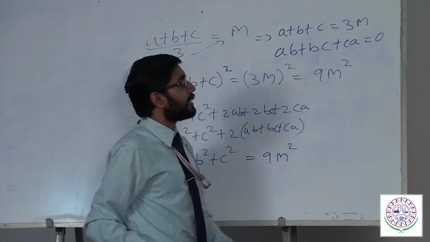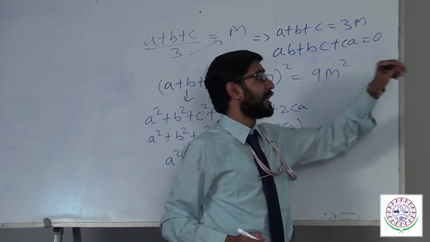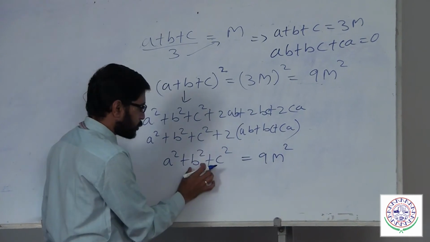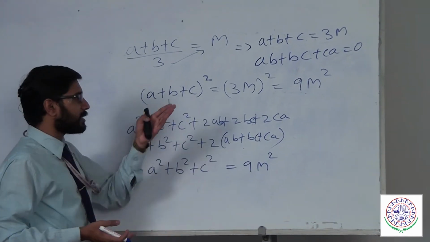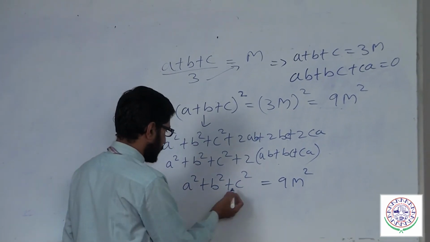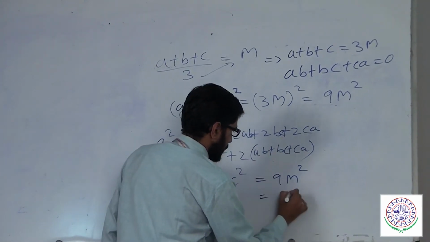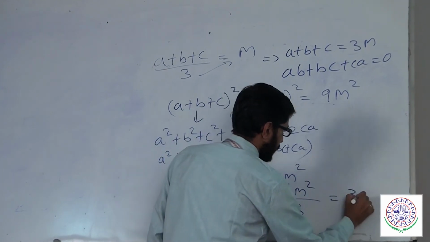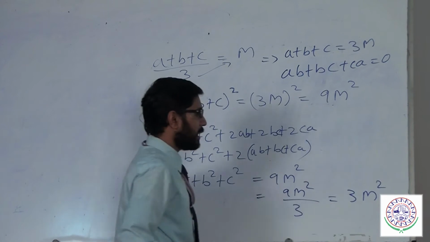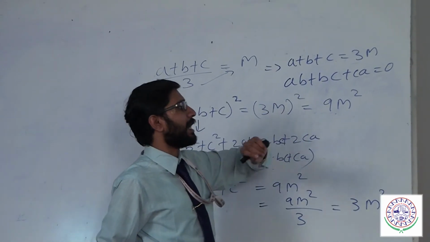So what they have asked is the average of a square, b square and c square. So this is a square plus b square plus c square, and we know that we can get the average by dividing it by 3, because again there are 3 variables. So if I divide 9m square by 3, this will be equal to 3m square. So this will be the average of a square, b square and c square.